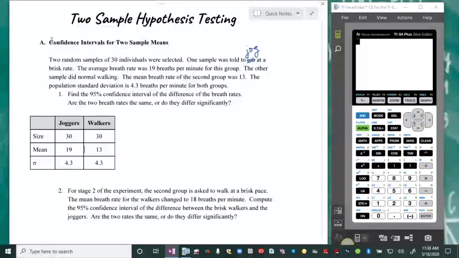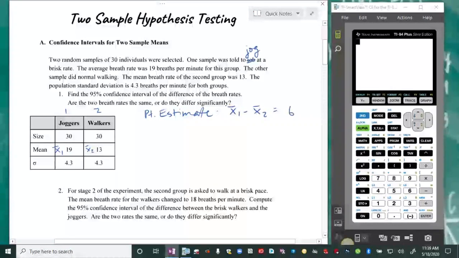As we're looking for confidence intervals, we want to find our point estimate. The problem here, let's call joggers group 1 and walkers group 2, is that we have 2 point estimates. We have x bar 1, the sample mean for the joggers, and x bar 2, the sample mean for the walkers. So instead of looking at these individually, we're going to use as our point estimate their difference.